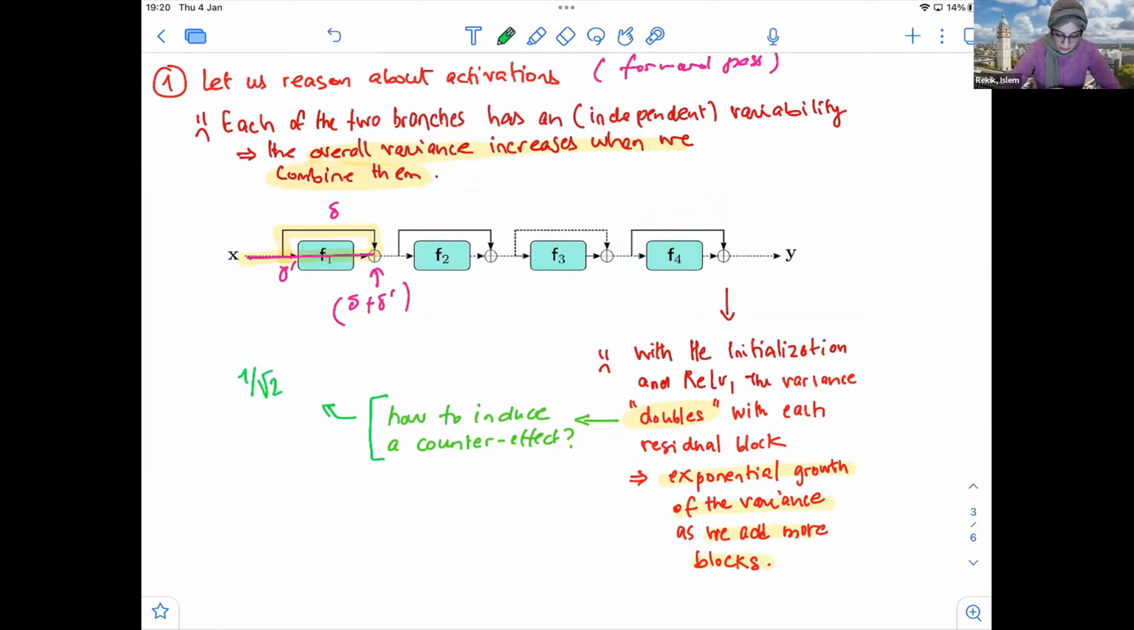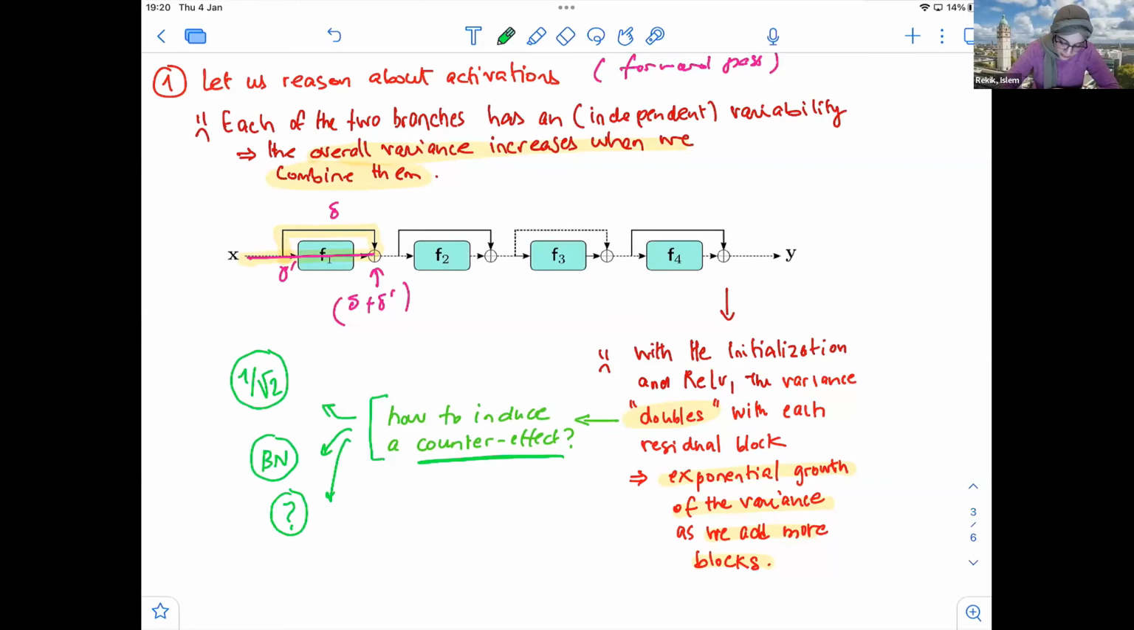And then we can also add a BN block. All right, so these are two different options. And you can think about maybe a third option, and this could be a better solution. How can we induce this counter effect in the network to tone down the activations?